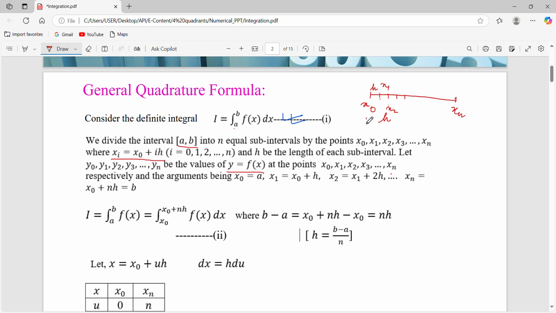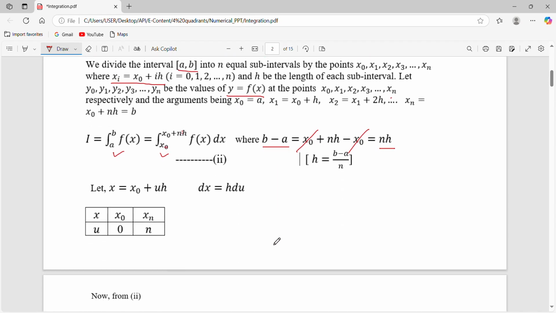Now consider x0 equal to a and xn equal to b. So I equal to integral from a to b of f(x) dx. Here a equal to x0 and b equal to xn, or x0 plus nh. So b minus a equal to x0 plus nh minus x0. The x0 cancels out, so it will be nh. So we can write either h equal to (b minus a) by n, or n equal to (b minus a) by h.